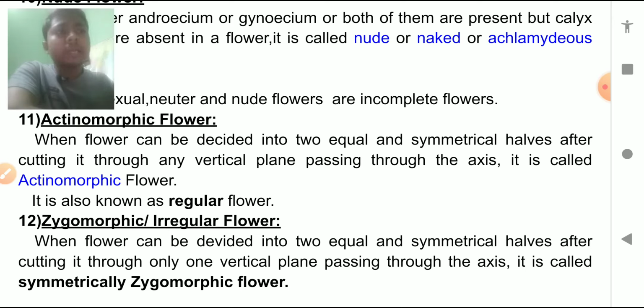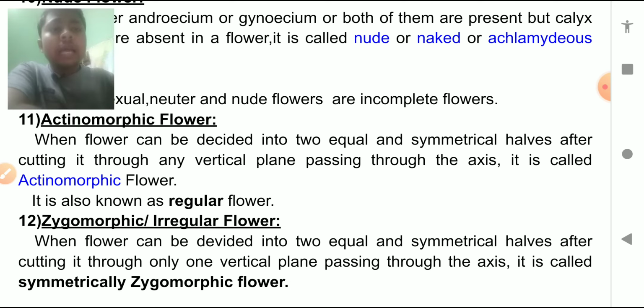If we think of the Hibiscus rosa-sinensis flower, and you cut it along any vertical plane, from any axis, it can be cut into two equal halves. That is the reason it is called an actinomorphic flower. Actinomorphic or regular, both are the same term. Regular means both halves can be similar.